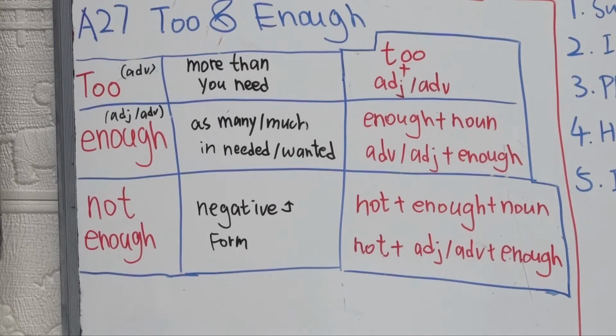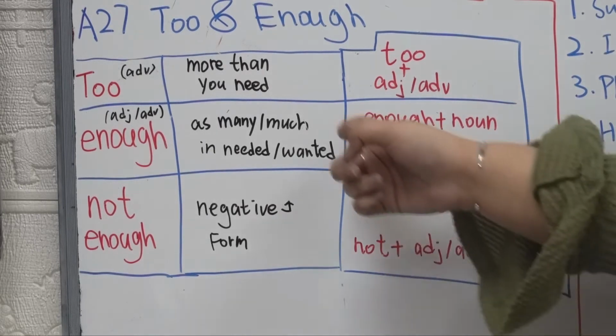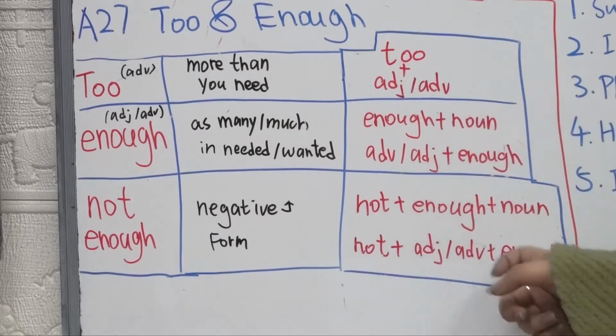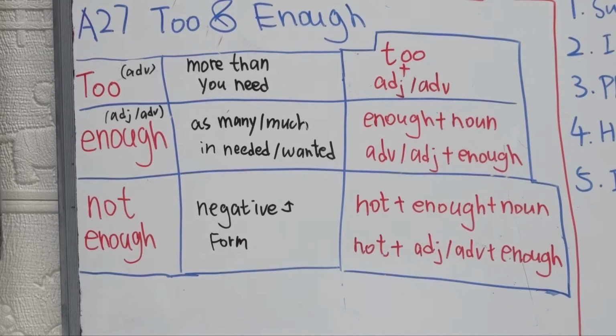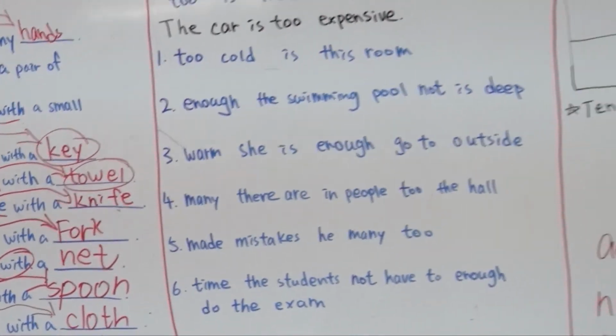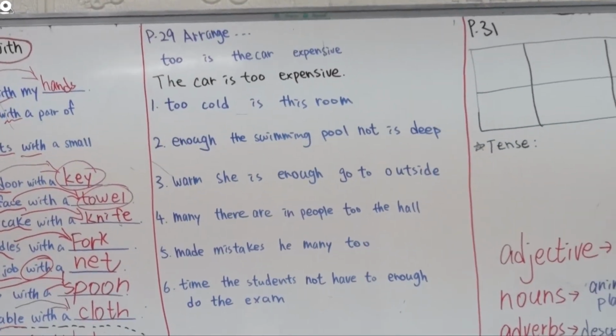Okay? So I hope you understand the meaning of too and enough. Okay? And the form of that. Okay. So let's have a look at the exercise. Page 29. Page 29. Okay? Let's look at the example.